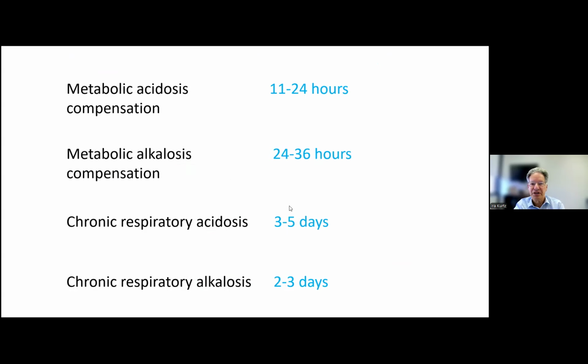Remember that these changes take time. Metabolic acidosis, the ventilatory response, till it reaches its final level, takes half a day to a day. Metabolic alkalosis takes a bit longer. The chronic respiratory acidosis takes 3 to 5 days, and chronic respiratory alkalosis takes 2 to 3 days till a steady state is achieved.